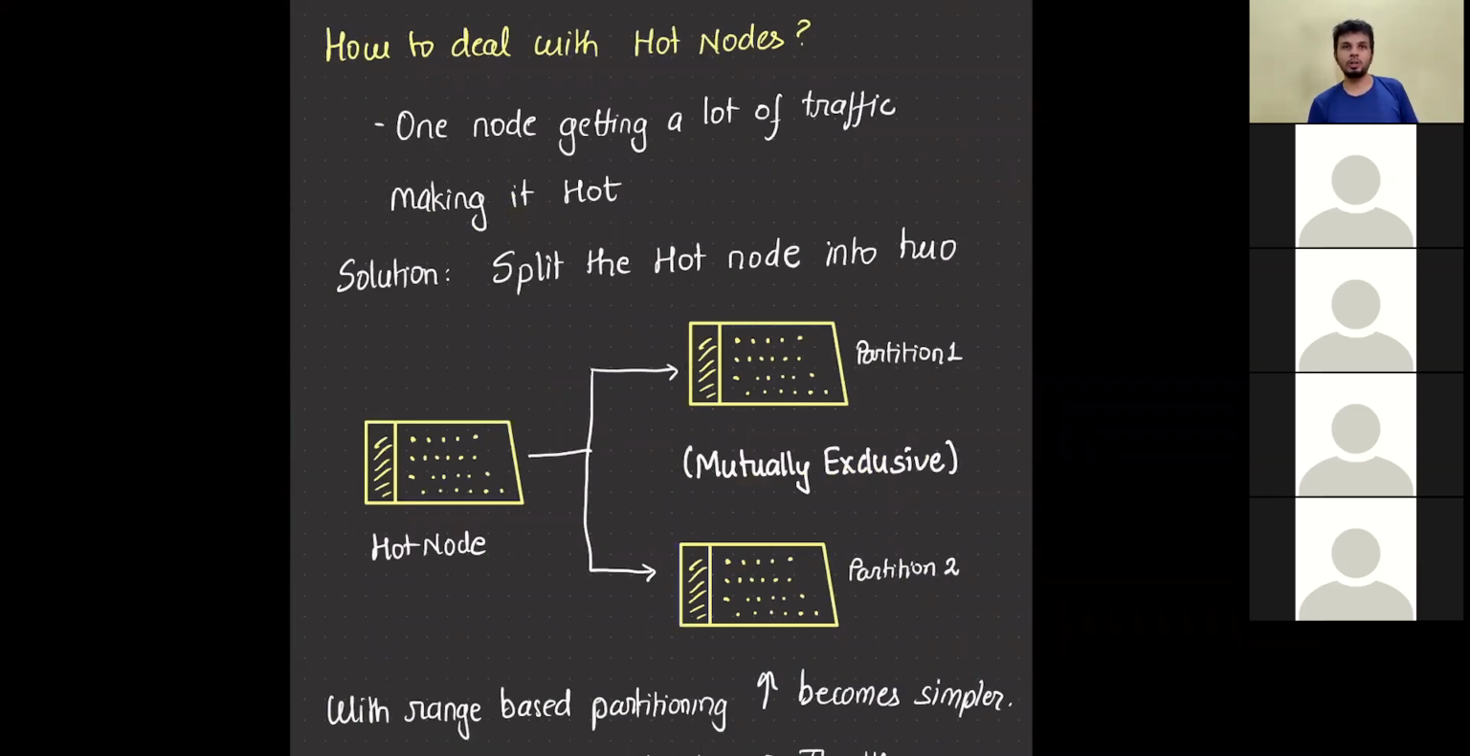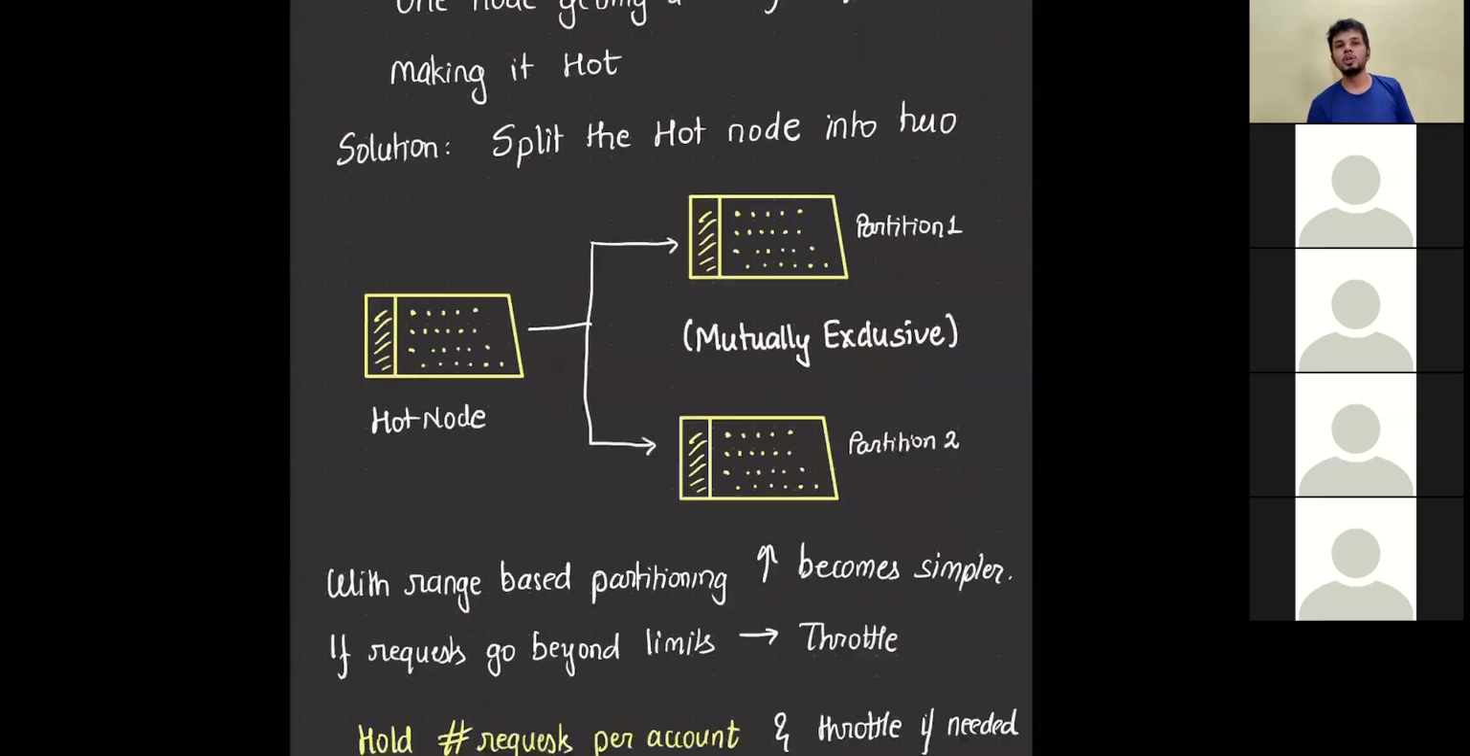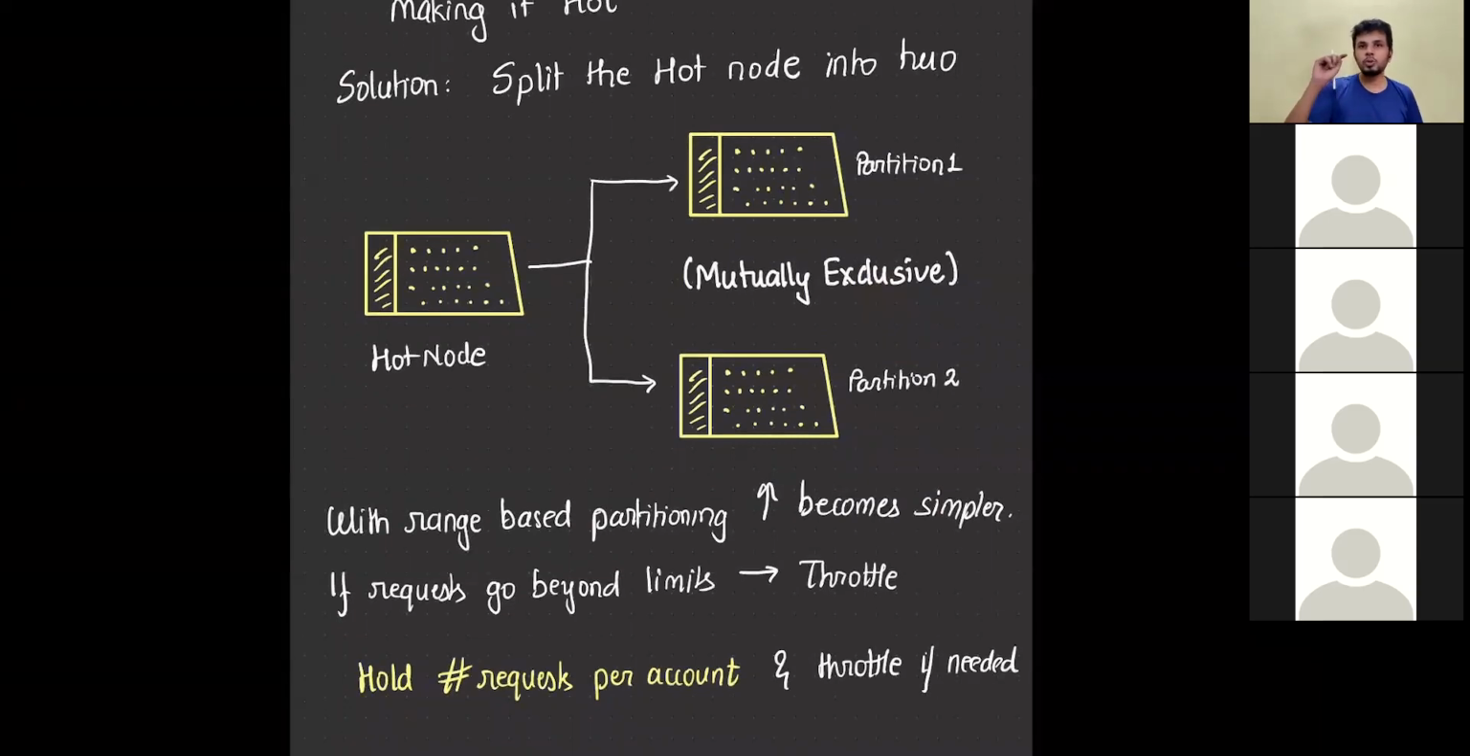So how to deal with hot nodes? If one node is getting a lot of traffic, it makes it hot. So we split it into two mutually exclusive partitions. Let me take an example. Let's say this was L2R, we split it into L2M and N2R. Right. So these are mutually exclusive partitions. So if my M partition was creating the problem, now this only has to take load from L2M, and now my N2R would be happy.